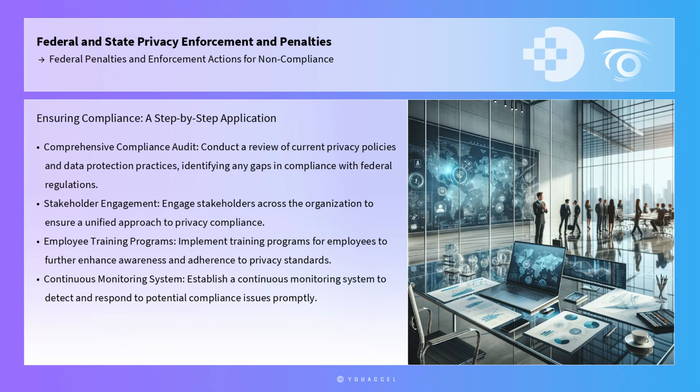Step-by-step application for ensuring compliance involves conducting a comprehensive compliance audit. This process should begin with a review of current privacy policies and data protection practices, identifying any gaps in compliance with federal regulations. The next step involves engaging stakeholders across the organization to ensure a unified approach to privacy compliance. Implementing training programs for employees can further enhance awareness and adherence to privacy standards. Finally, organizations should establish a continuous monitoring system to detect and respond to potential compliance issues promptly.